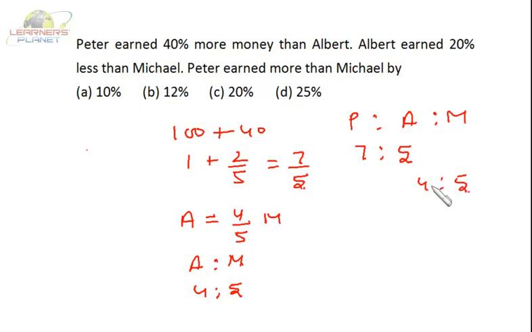Now we have to find out the combined ratio, and after that we have to find out the relationship between Peter and Michael. Okay. The same calculation as in the previous question. It's 28 is to 20 is to 25. Okay. Now Peter earned more than Michael by, Peter is earning 28, Michael is earning 25. So the difference is 3.